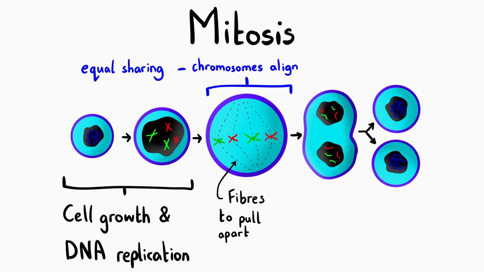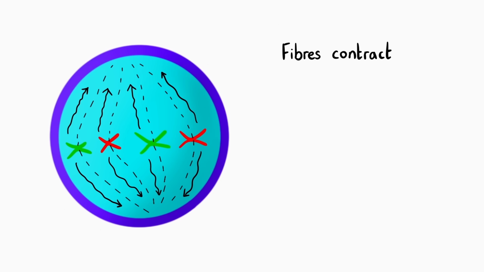Next, tiny fibers called spindle fibers attach to each chromosome. These fibers are like ropes that will pull the chromosomes apart. The spindle fibers contract, pulling the sister chromatids in opposite directions. The chromosomes split, and what were two arms of each X shaped chromosome are pulled apart.